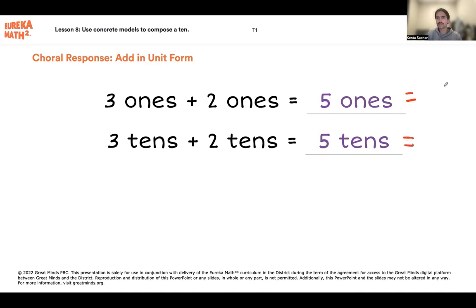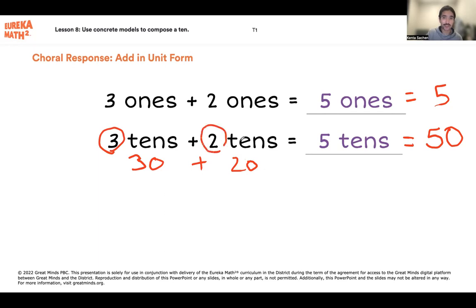Right? 5 ones is equal to 5. 5 tens is equal to 10, 20, 30, 40, 50. Right? So you add 3 ones plus 2 ones, and that's 3 plus 2. When we're adding 3 tens plus 2 tens, that's 30 plus 20, right, is equal to 50. So whenever you see a problem like 30 plus 20, you can also think of it as just 3 tens plus 2 tens, with your answer also being in the tens, right? Because 3 plus 2 is a lot easier to do than 30 plus 20.